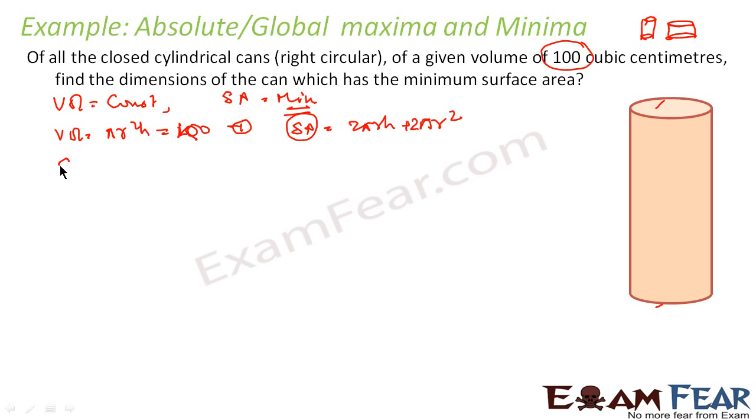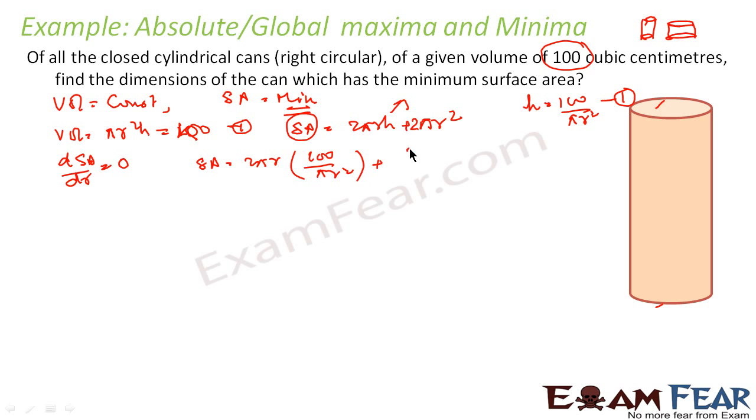So I have to find dSA by dr, correct? And I have to make it 0. To find that, I have to convert this equation into an equation in the form of r only. The h component should not be there. So from the volume equation I get h is equal to 100 by pi r square. So I'll convert SA as 2 pi r into 100 by pi r square plus 2 pi r square. This equation is totally independent of h.